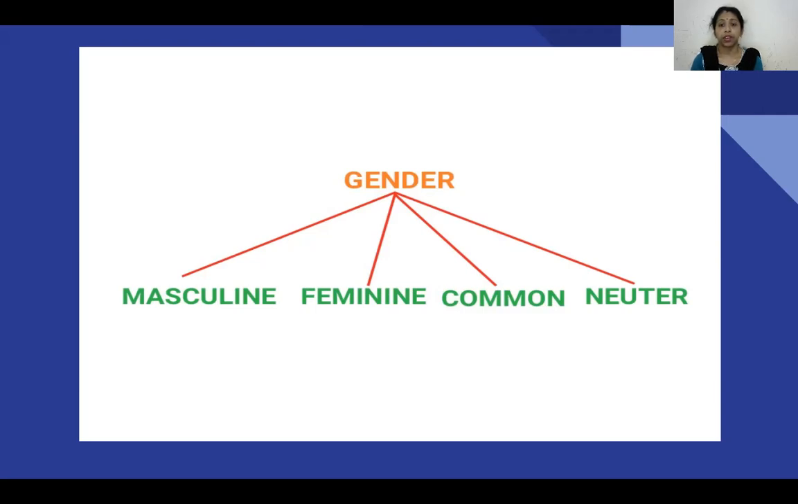So, gender has 4 types. First, masculine gender. Second, feminine gender. Third, common gender. And fourth is neuter gender. 4 types of gender are there in English grammar. Okay, now I will explain each gender with some examples.